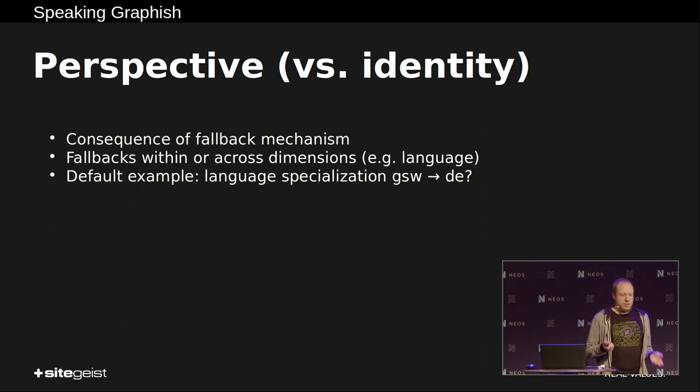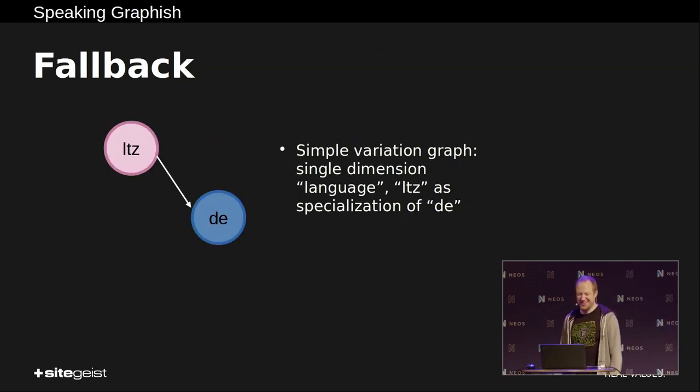And yeah, there may be these fallbacks even across dimensions. I mean, language is the default case that you usually use in Neos, but it's only one example of many. And when we do these tests, we have that default example with specialization. So we have German as the default language, and then Swiss German, or Schweizerdeutsch, as a specialization, which kind of makes sense to have a fallback to German. But not in this talk, because since I was born in Trier, we'll take Luxembourgish instead. So this is our really simple variation graph, right? You'd have one dimension, language, with German as a default and Luxembourgish as a specialization with a fallback to German.